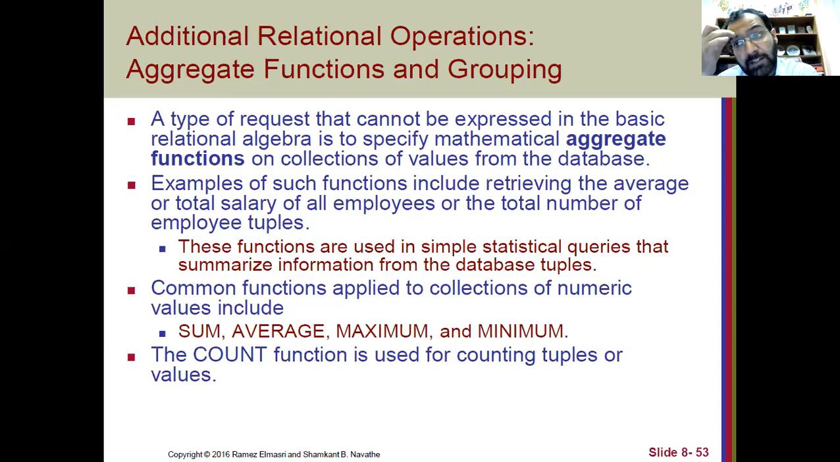So these functions normally give a single value. All other operators such as join, union, intersection, difference, selection, whenever applied on relations, give a relation. But these operators, whenever applied on the relations, give a value. That value might be the total value, the minimum value, or a count value. But we need these functions whenever we are writing such queries.